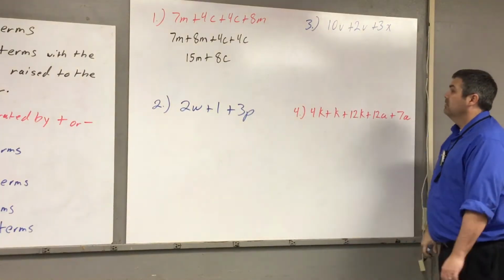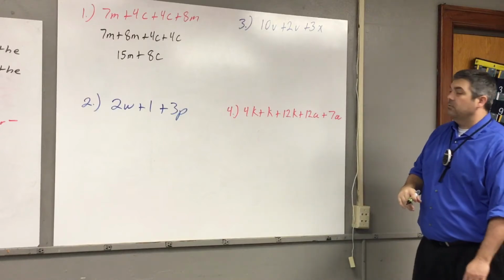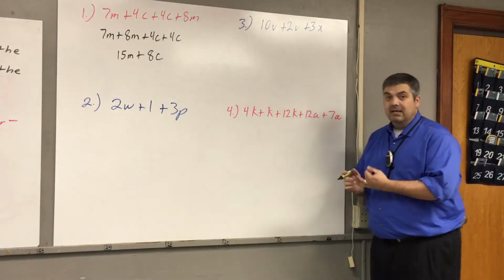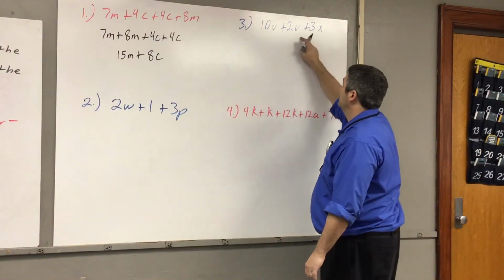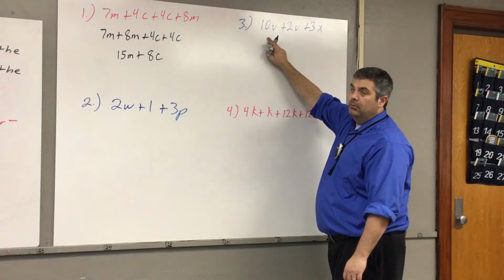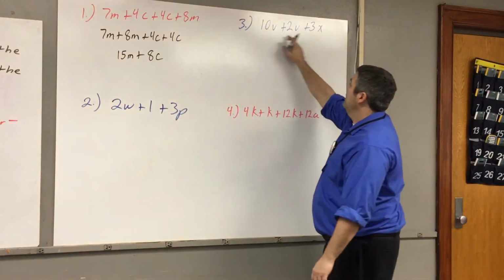No problem there. Alright, come up here, 10b plus 2b plus 3x. Same variable, same power. I'm going to keep saying that so that it sticks in your head. 10b plus 2b plus 3x. Oh, these two have the same variable to the same power. I can put those together. 10b plus 2b.